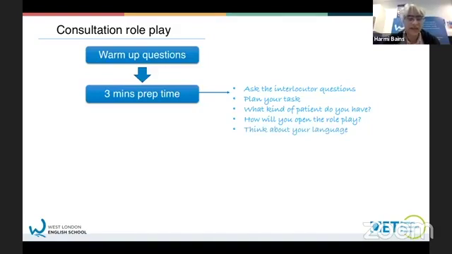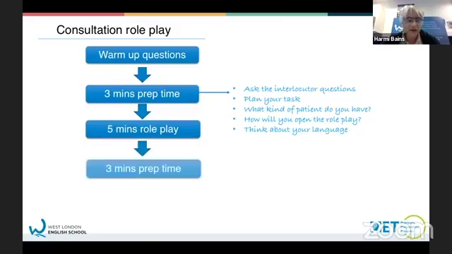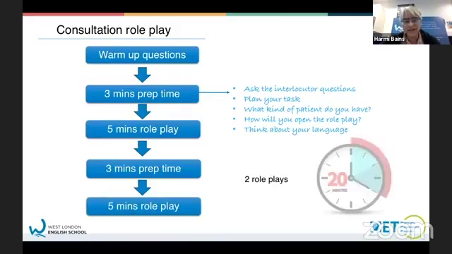Also think about your language. You might need language of reassurance or of advice. And again, we'll look at this a bit later. After you do the preparation, you then do the role play, and this is 5 minutes. Once you've done that, you do the whole thing again. So you've got 2 role plays, and in total, it's going to be about 20 minutes.